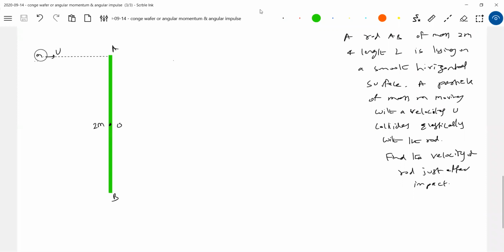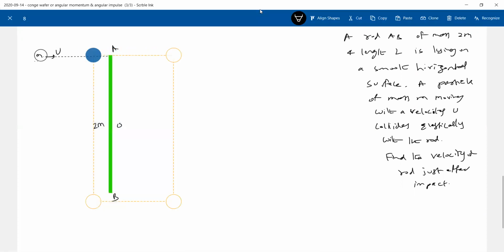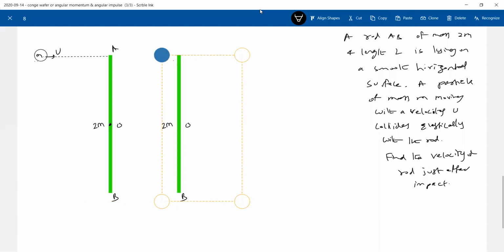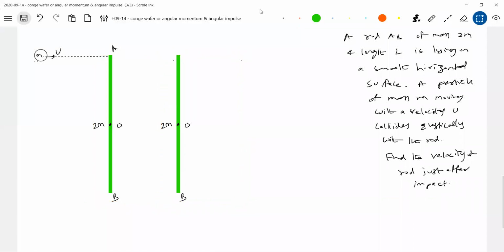So what should you do immediately? What will happen? During collision, what actually happens? Because we know the collision idea. What are the forces that will be acting? An impulse will act, a normal contact will act, and that normal contact will exert an impulse on this. Similarly, an impulse will act on the rod.